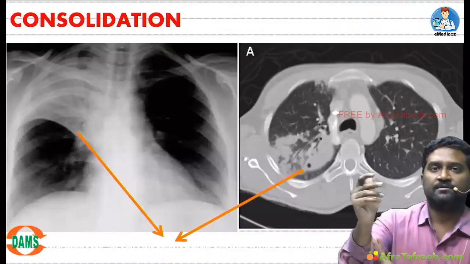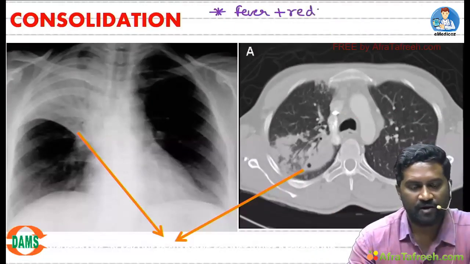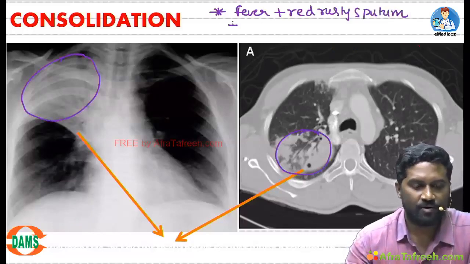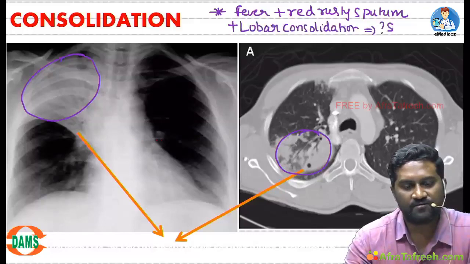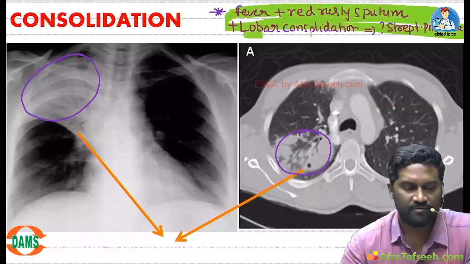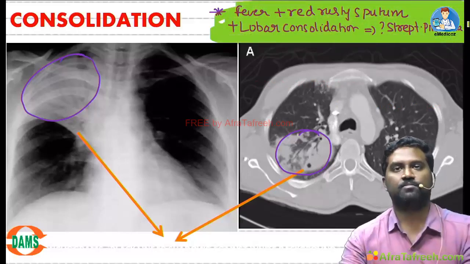Now I'll give you some clinical scenarios. You should tell me the organism. So this patient is having fever with red rusty sputum. And what do you see in the chest X-ray? Localized involvement of a lobe. This is lobar consolidation. Now if you see this in combination, what should be the suspicion? Streptococcal pneumonia. Very important box. So just a brief revision: fever, red rusty sputum and lobar consolidation, you should keep in your mind Streptococcus pneumoniae.